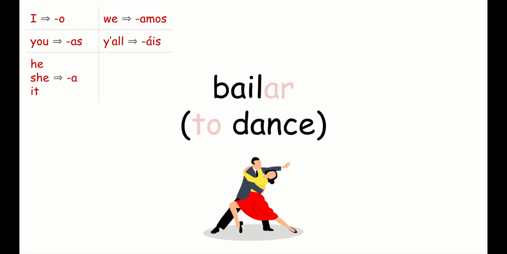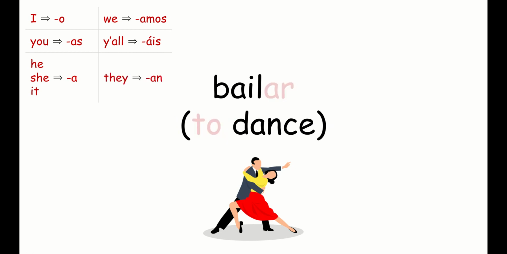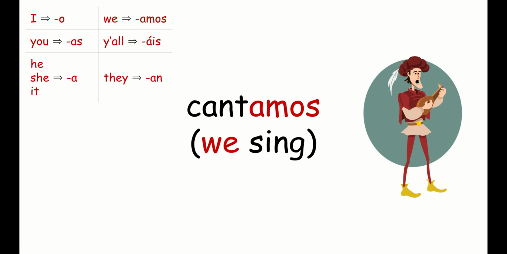So we've got one more ending left, and that is when we're talking about third person plural things. So they dance, we're going to use the ending an. So bailan means they dance. So you can use these same endings for any verb that ends in ar. So we can take the word cantar, which means to sing, and we can say cantamos. And if you look up in our chart, we can see that amos is the ending for first person plural, or we. So cantamos means we sing.